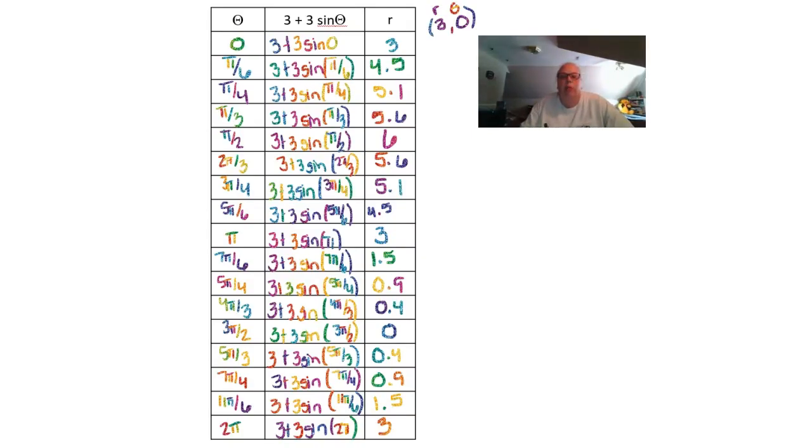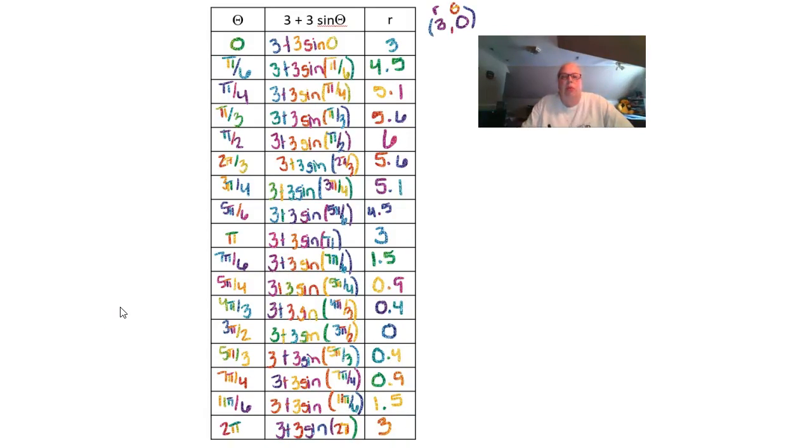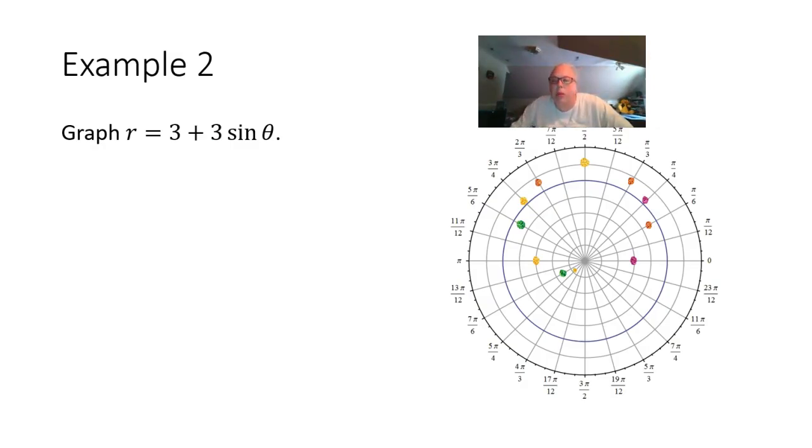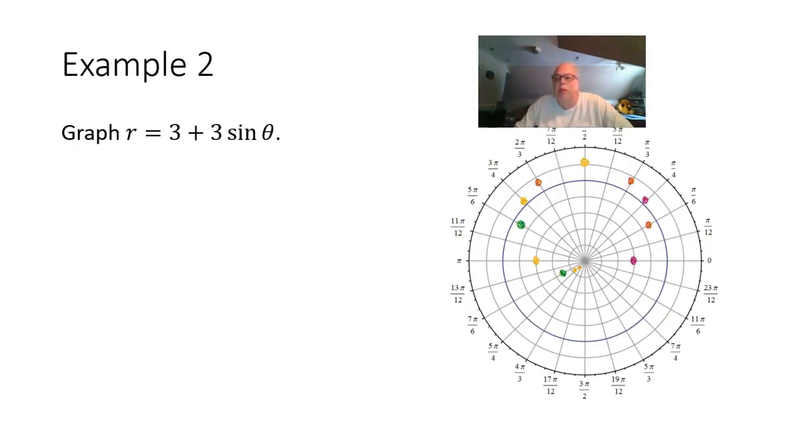At 5 pi over 4, we're going to go to 0.9. So we're going to be back here, less than 1. At 4 pi over 3, we're going to be at 0.4, so we're going to be even closer to the pole, somewhere in this area right here. And then at 3 pi over 2, we're at 0, so we're actually going to be on the pole. That's going to put us right here at this point.